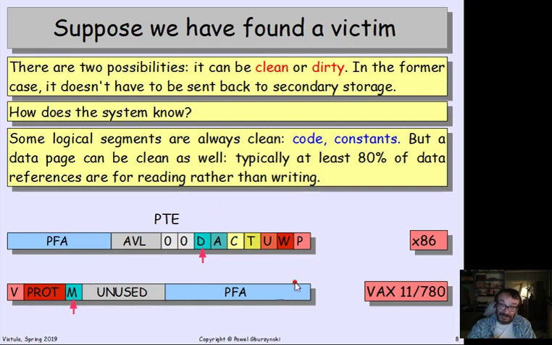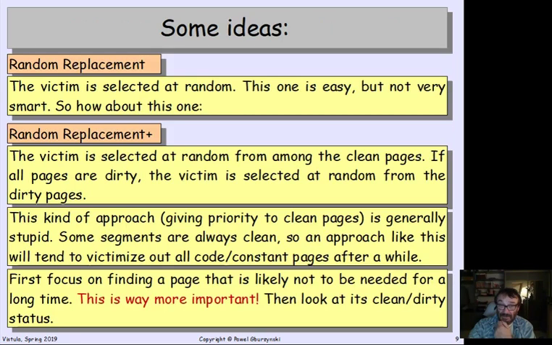So just for diversity, here is a page table entry from VAX11. And the bit is called M, M for modified, right? Okay, so how to select the victim? If we are short of ideas, we can always do it at random, instead of blindly. We need a victim, let's just grab a page at random. This one is easy, but it's not very smart.